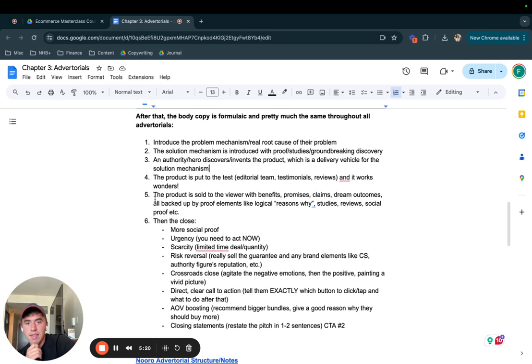Then the product is put to the test, and then it's sold, and then we sell it. Right, we sell the product. That's essentially what all of this is for: to set up the selling of the product. So we tell them the benefits, the features, how it works, why it'll work for them. We give them everything with reasons why, right? Proof elements for every claim. Reasons why is the best one.